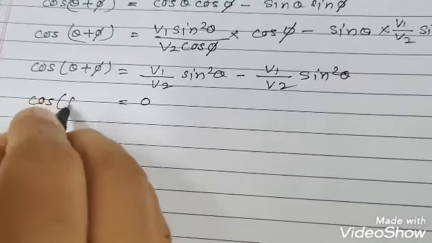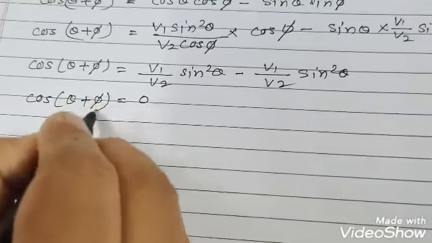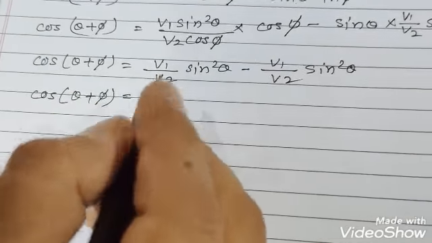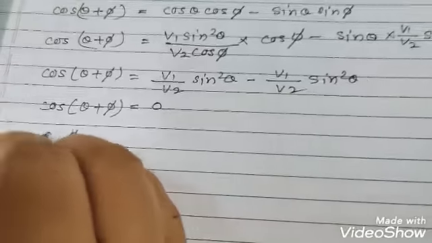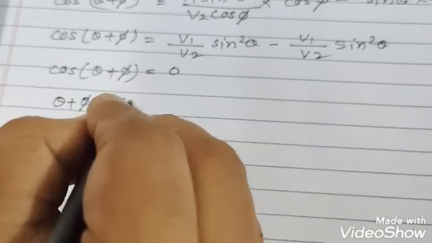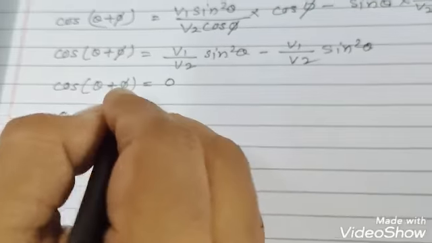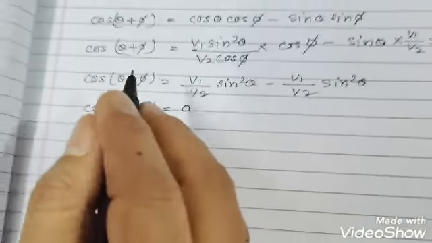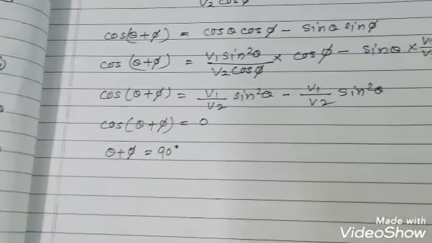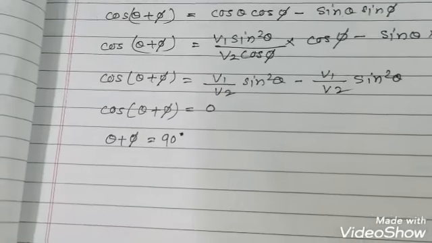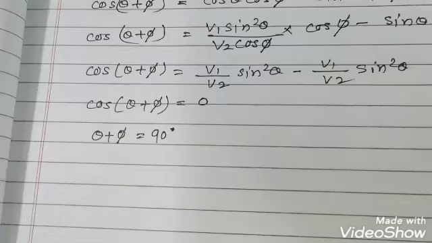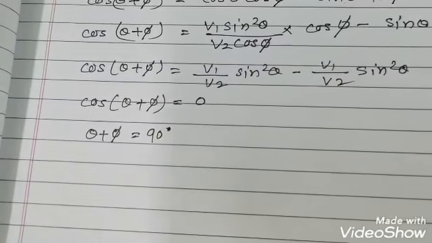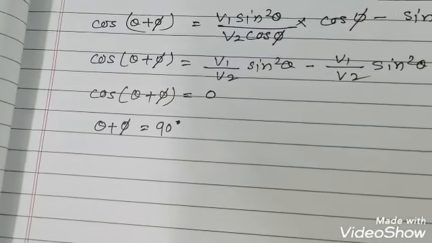That means we are getting cos of theta plus phi equal to 0, so obviously theta plus phi must be 90 degrees. So we will conclude here that in a perfectly elastic collision in two dimensions between two particles of the same mass, the two particles move along mutually perpendicular directions after the collision.